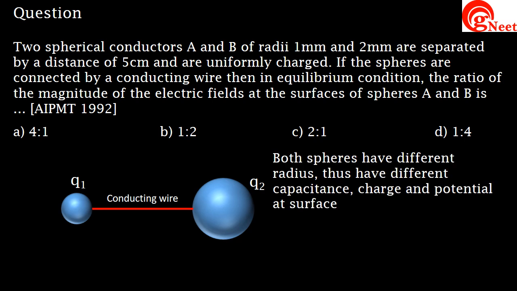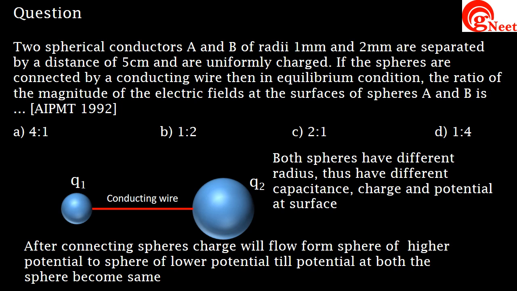Here, both the spheres have different radius, thus will have different charge and different potential. When such two spheres are connected by a conducting wire, charge will flow from the higher potential sphere to the lower potential sphere till the potential of both the spheres becomes the same.